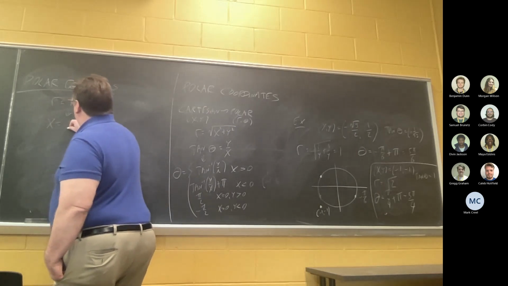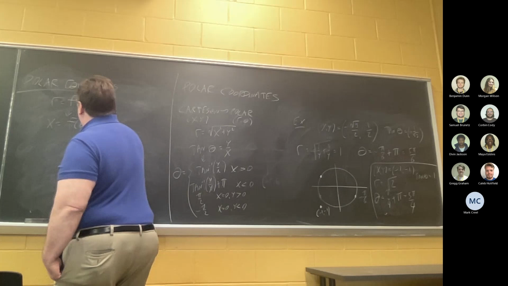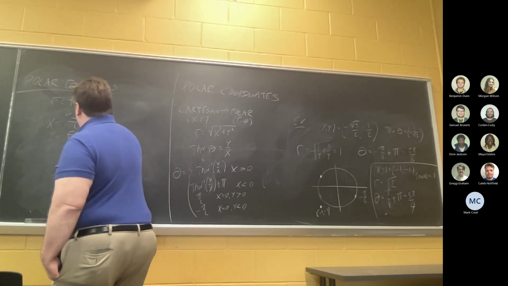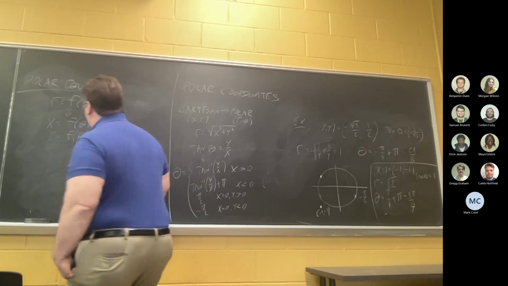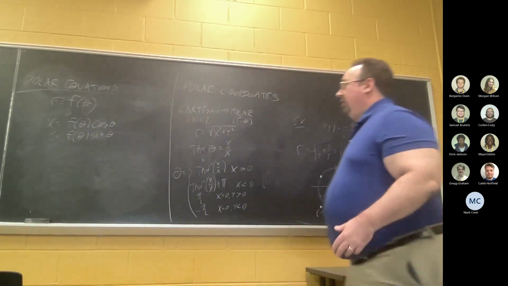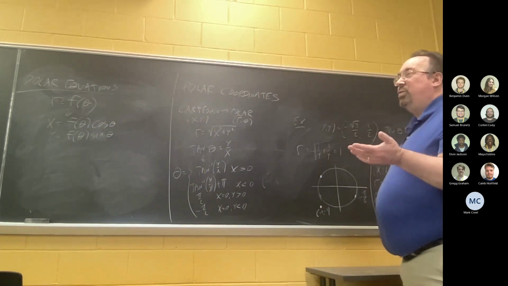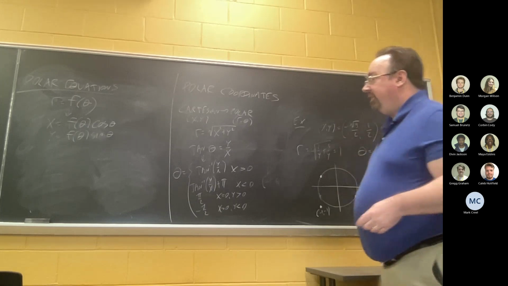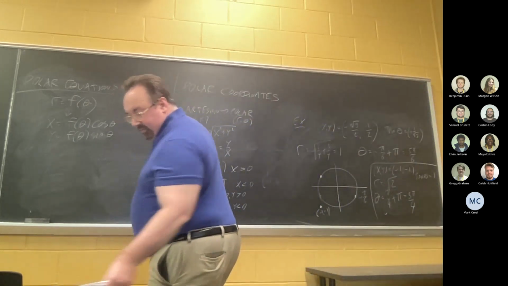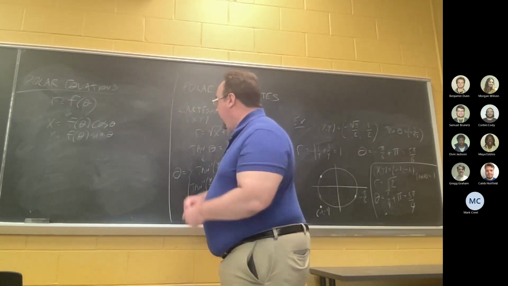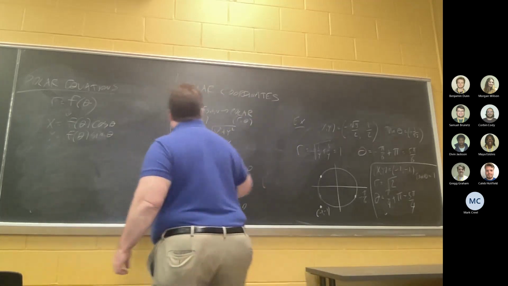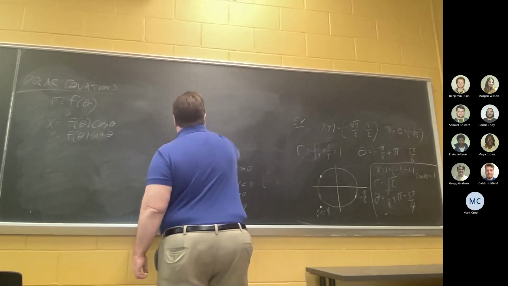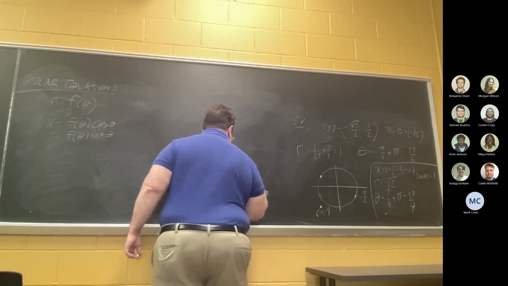So x would be equal to f of theta cosine theta, and y is equal to f of theta sine theta. Now you have parametric equations for your curve, where the parameter is theta. Okay. I'm going to show you how you can sketch a polar equation.